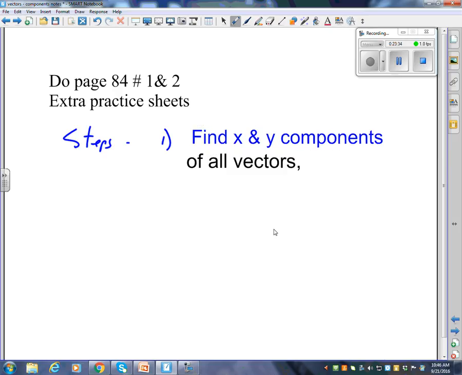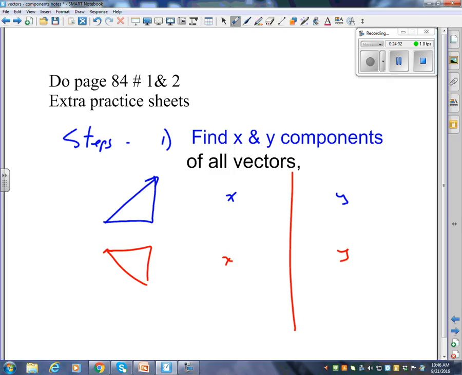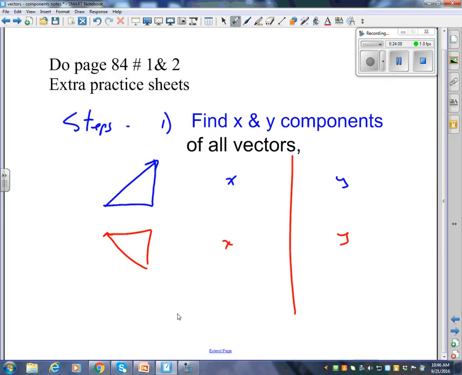Now, what I recommend you do is draw the picture over here on the left. Draw the little right triangle. Put your X component there and your Y component there. I find it very handy to have the X's and the Y's all lined up, and then you can simply add them up. It's all step 1. Find the X component and the Y component for each vector. Put the X first and then the Y in the second column. Keep all your X's in one column and all your Y's in another column. Still step 1.